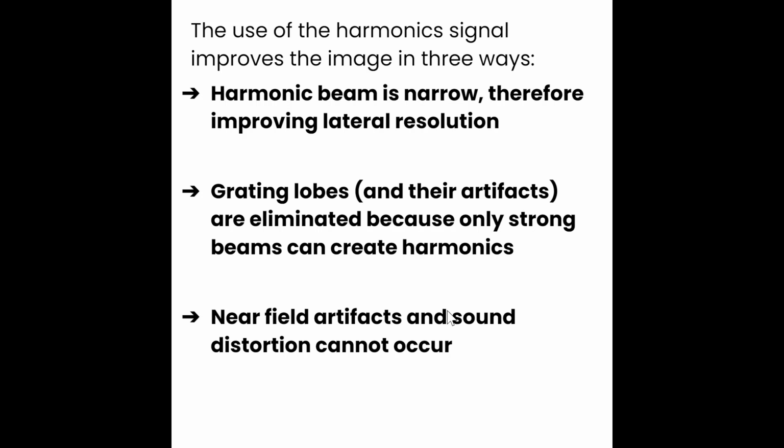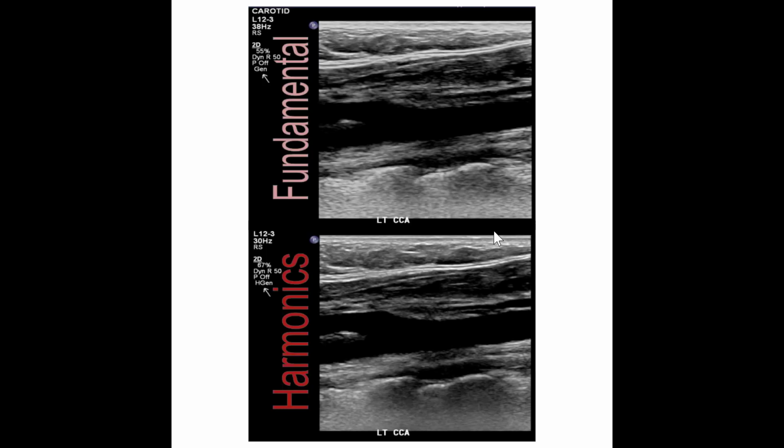And I've got an example that I want to show you where we can look for these three improvements. On top here, we have our fundamental image, and on the bottom, we have our harmonics image. One of the first things that I want to point out is that we have a 67% gain on our harmonics and a 55% gain on our fundamental. What this means is that we had to turn the gain down really far on the fundamental image, most likely to get rid of those grating lobe artifacts, that extra noise that's in the picture. We probably had to turn the gain down.